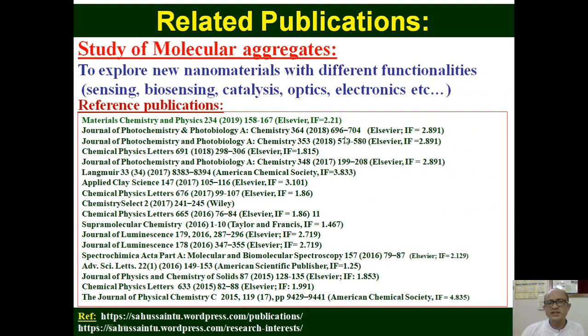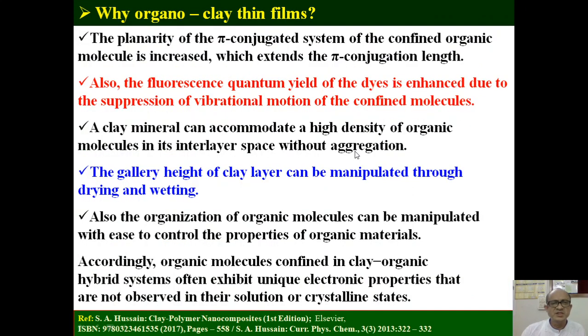These are on the organization of clay and dyes in organoclay hybrid systems. Now, why organoclay thin films? The planarity of the pi-conjugated system of the confined organic molecules is increased, which extends the pi-conjugation length. Also, the fluorescence quantum yield of the dyes is enhanced due to the suppression of vibrational motion of the confined molecules within the organoclay systems. A clay mineral can accommodate a high density of organic molecules in its interlayer space without aggregation.